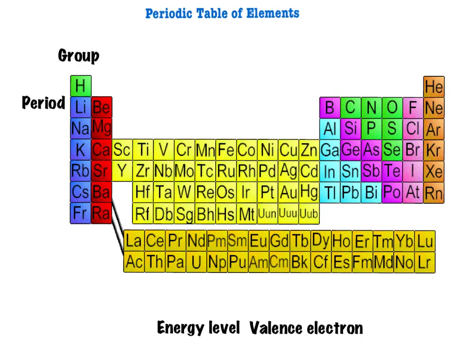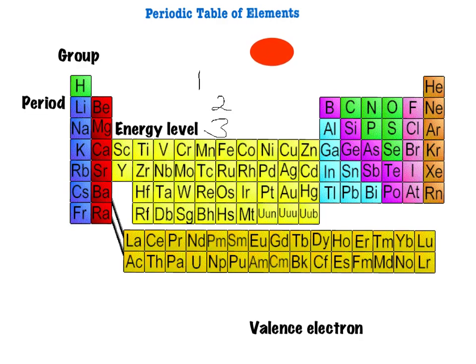The next thing I want to point out are energy levels. To find the number of energy levels an element has, we need to look at the period it is in. If an element is in period 1, it will have 1 energy level. If the element is in period 2, it will have 2 energy levels. And again, if the element is in period 3, it will have 3 energy levels. When I talk about energy levels, I'm talking about the number of rings around the nucleus. So however many rings are around the nucleus relates to how many periods on the periodic table.